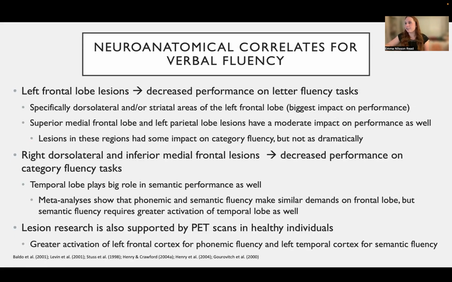PET scans use a tracer basically to track the metabolic activity of your brain, so you can figure out which areas of your brain are active. And they found very similar results with which areas of the brain are active during letter or category fluency tests.